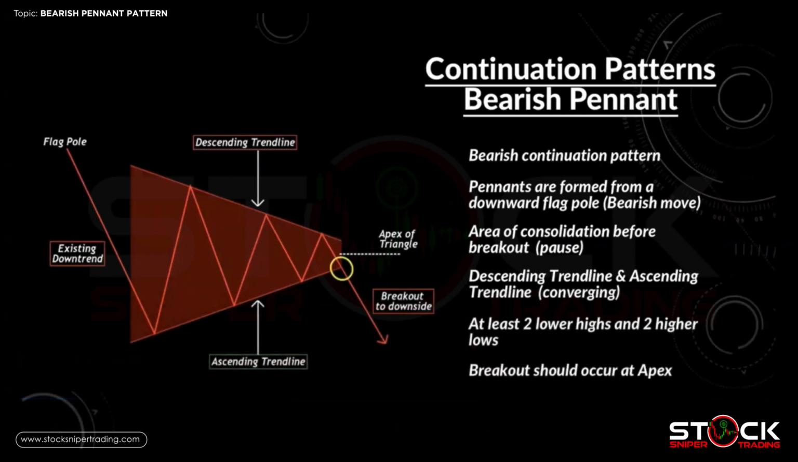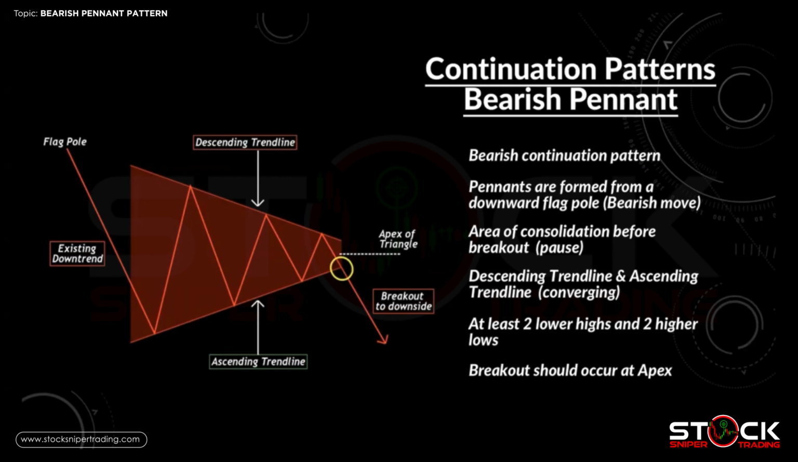The bearish pennant is a continuation pattern. Pennants are formed from a downward flagpole, which is our bearish move. It is seen as an area of consolidation before the breakout pause. A descending trend line and an ascending trend line, which are converging, are the characteristics. It has at least 2 lower highs and 2 higher lows, and a breakout should occur at the apex.